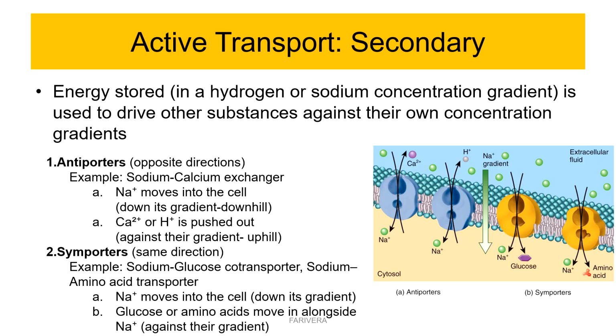A secondary active transport does not directly use ATP at the transporter itself. Instead, it uses energy stored in an existing ion gradient, commonly a sodium gradient. There are two forms shown on the slide actually. We have the antiporters and the symporters. Antiporters move substances in opposite directions.